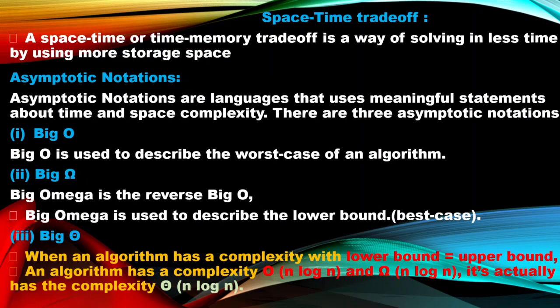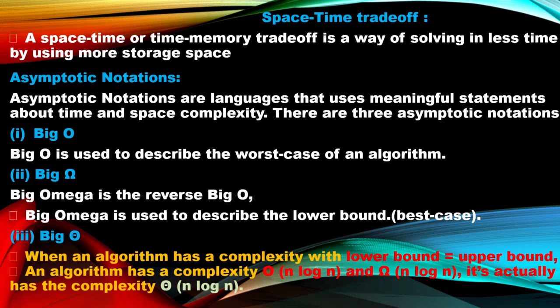Asymptotic notations. What is asymptotic notation? Asymptotic notations are languages that use meaningful statements about time and space complexity. So in order to refer to the time and space complexity, we use a particular language. It is known as asymptotic notation. There are three asymptotic notations. First one is big O. Big O is used to describe the worst case of an algorithm. We'll discuss the worst case in the next slide.